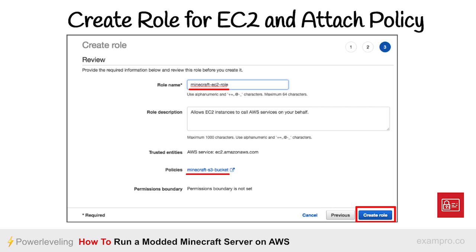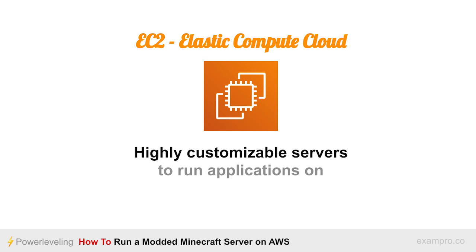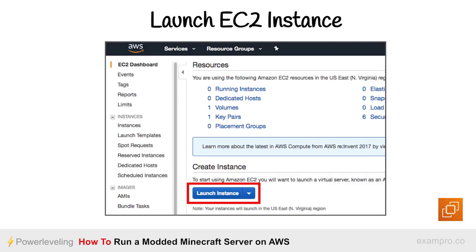We now have our permissions policy and role along with our mod files, so we can finally get started now with spinning up our server itself in EC2, also known as the Elastic Compute Cloud. This has all the tools we need to build a really highly customizable server. For people who are already used to using Heroku or DigitalOcean, this is essentially the AWS equivalent for running your application servers.